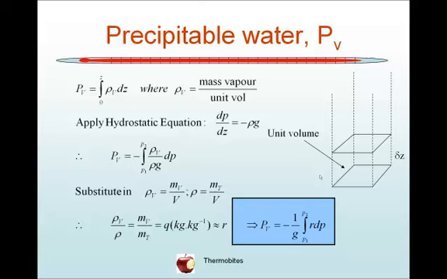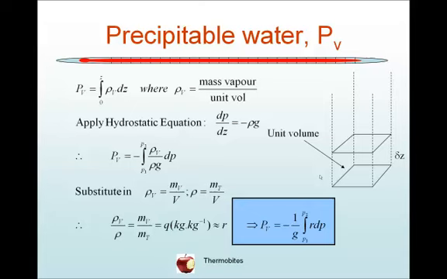So the precipitable water then, capital P subscript V, is equal to the integral from the surface to some height z in the atmosphere of the density of water vapor, where the density of water vapor is defined as the mass of the vapor per unit volume. And you can see a unit volume defined there on the right, a 1 meter by 1 meter square area, and then integrated through depth.